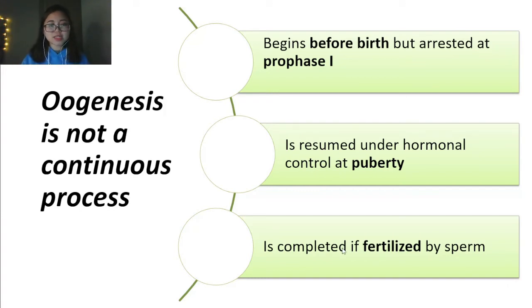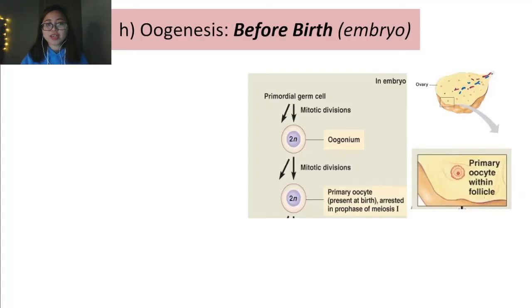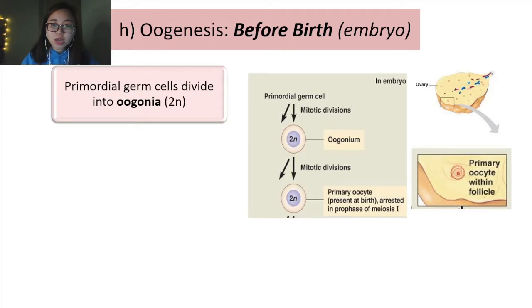A bit strange, isn't it? So let's have a look at how oogenesis occurs at each of these 3 stages. We will see how oogenesis starts before we are even born. So before birth, when we are still an embryo, oogenesis begins with the primordial germ cells. First, the primordial germ cells will divide into oogonia.